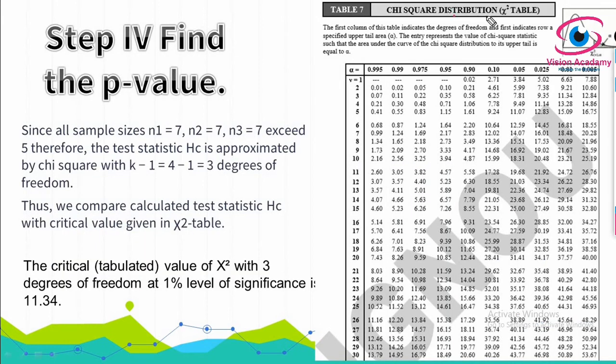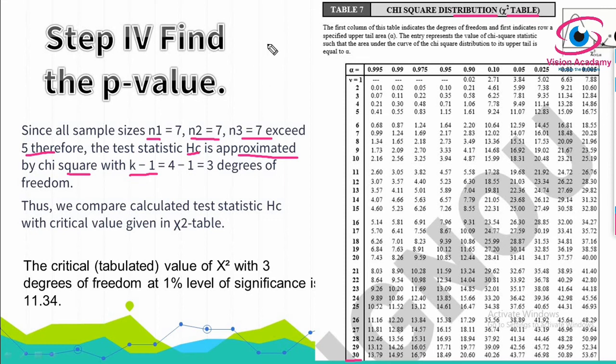So this is a chi-square distribution table. Up to 30 degrees of freedom I have copied and pasted here, and we can see up to 100 degrees of freedom. In this case, since all sample sizes n1 is 7, n2 is 7, and n3 is 7, they exceed 5, and the KW test only accommodates 5. So since they exceed 5, the test statistic HC, that is the Kruskal Wallis test statistic, is approximated by the chi-square test. For the chi-square test, we use k minus 1, 4 minus 1, that is 3 degrees of freedom.